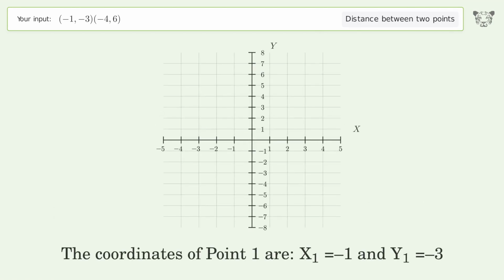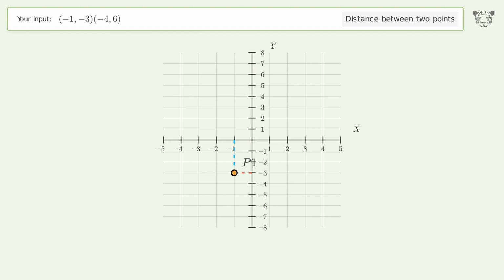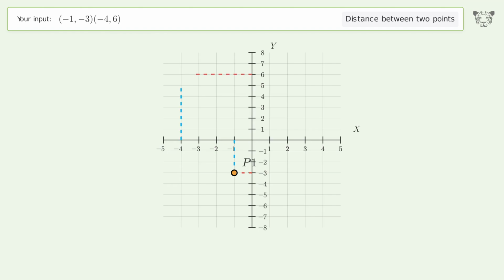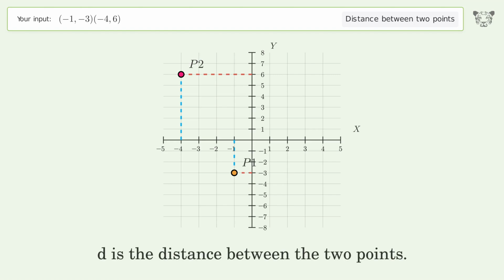The coordinates of point 1 are x1 equals -1 and y1 equals -3. The coordinates of point 2 are x2 equals -4 and y2 equals 6. D is the distance between the 2 points.